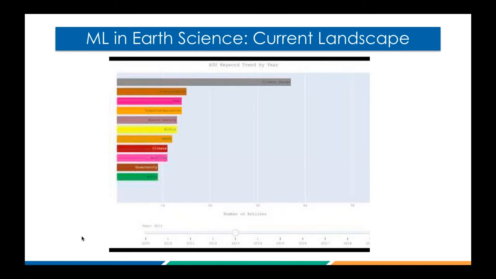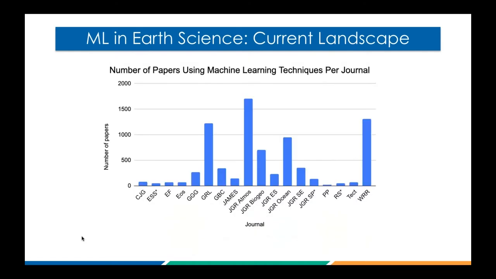We try to look at it by journal just to understand, because earth science is such a broad area, we want to see within certain areas, are we seeing differences, like certain areas adopting machine learning more than others. And it turns out that yes, there are certain areas, atmosphere, geochemical processes, some areas are actually using machine learning more heavily than the others.